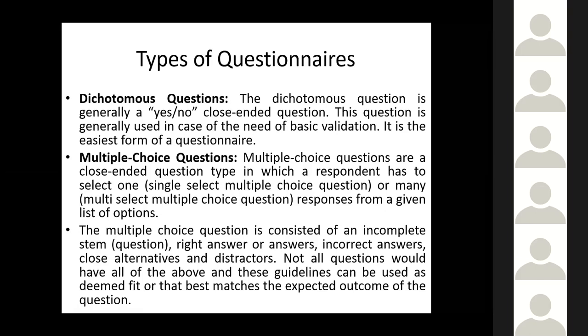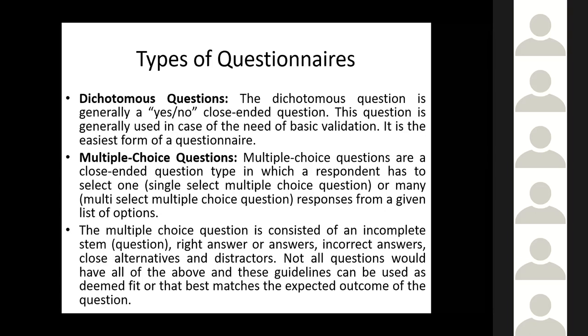Then the second one that you can also see is the multiple choice questions, just like the objective part of the exams that we write. So multiple choice questions are also close-ended questions, in which a responder has to select one, single select, or many, multi-select, responses from a given list of options. I alluded to this in my last explanation, saying that in some cases, you limit the options of your respondents, that you are supposed to pick only one answer. But in some cases, you give them the opportunity to select even 2 or 3 answers for you.